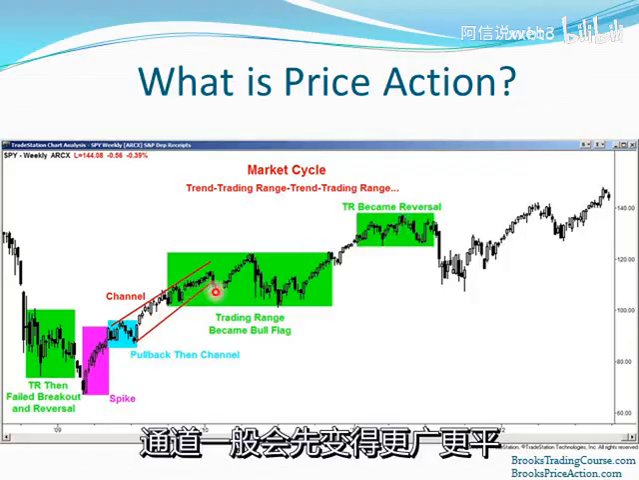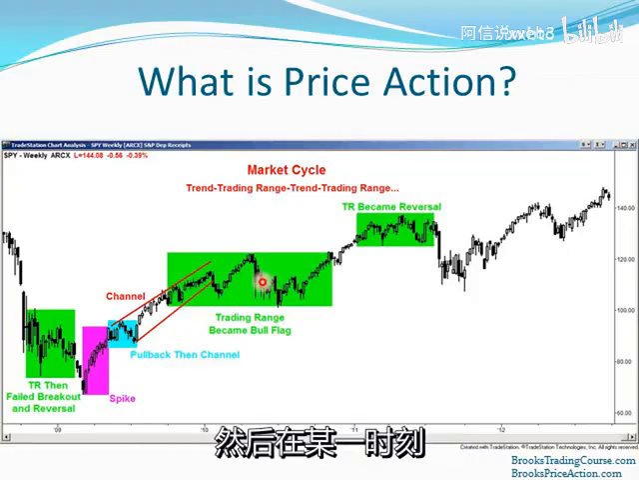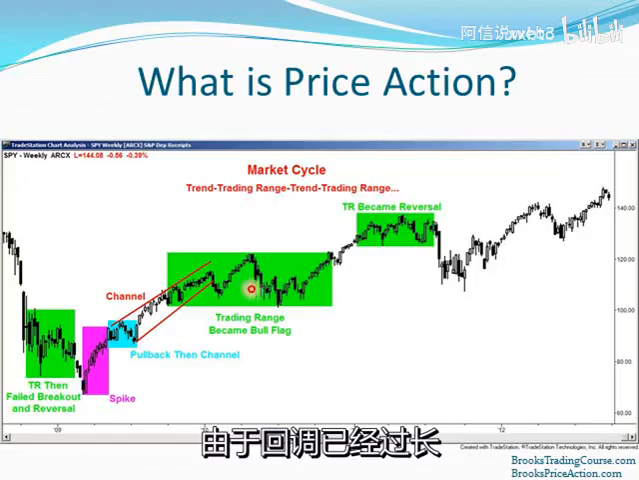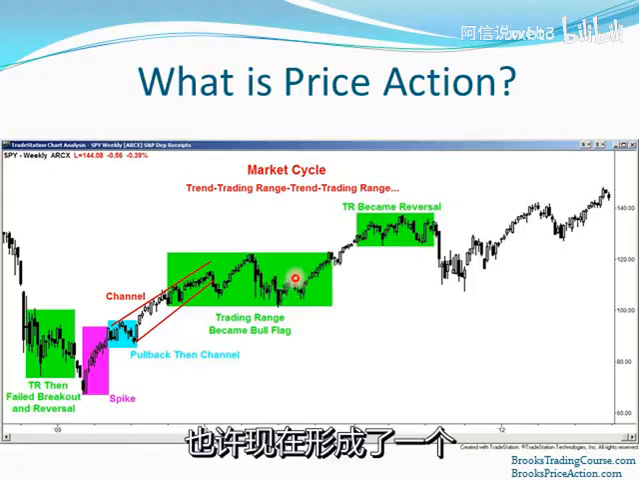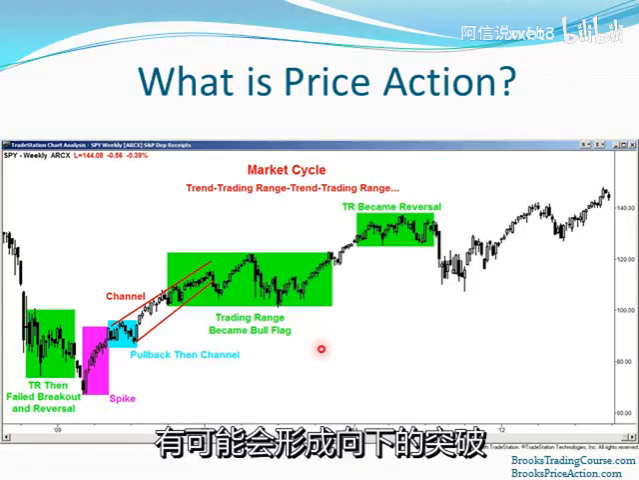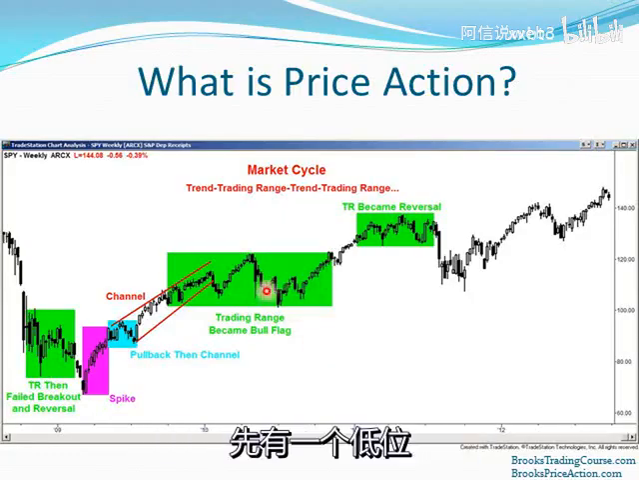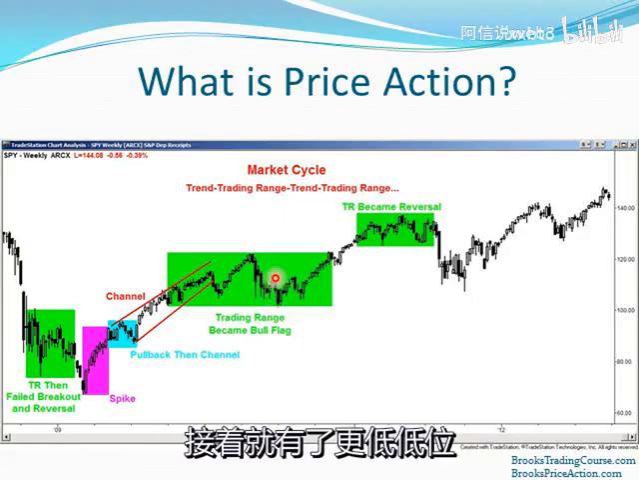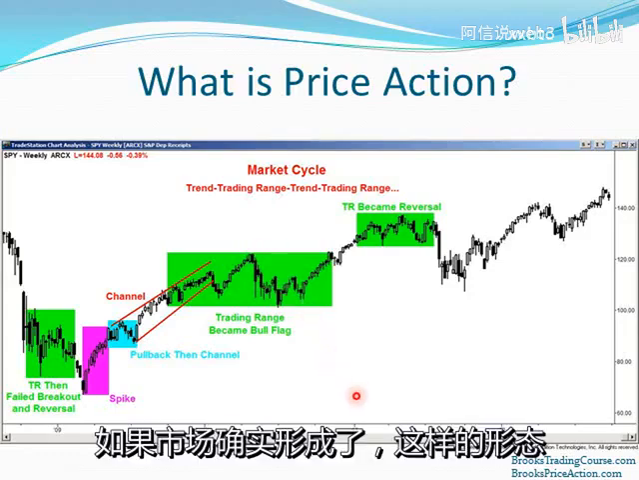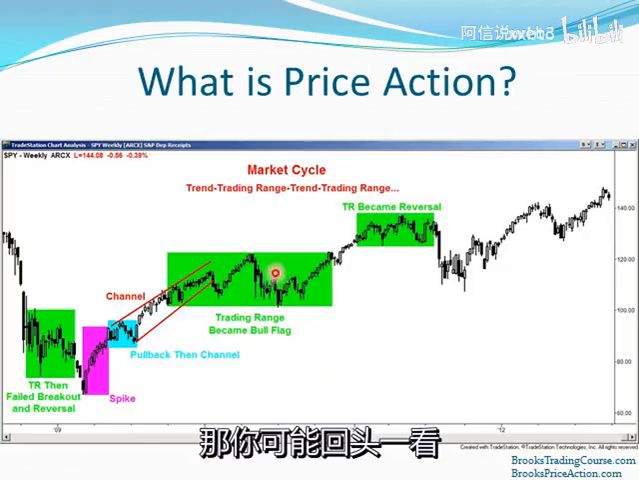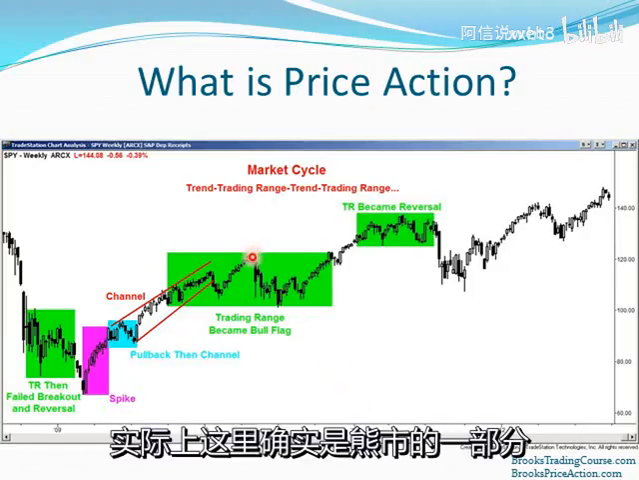Channels usually become broader and flatter, and at some point the pullbacks become so long that they lose their directional predictive ability, and then you look at it and you say, well, I don't know, maybe we're forming a double top bear flag and we're going to break to the downside. We have a low and we have a lower low, we have a lower high. Maybe this is the start of a bear trend. If the market did end up down here, you would look back and say the bear trend began here. So in fact this is part of a bear trend.